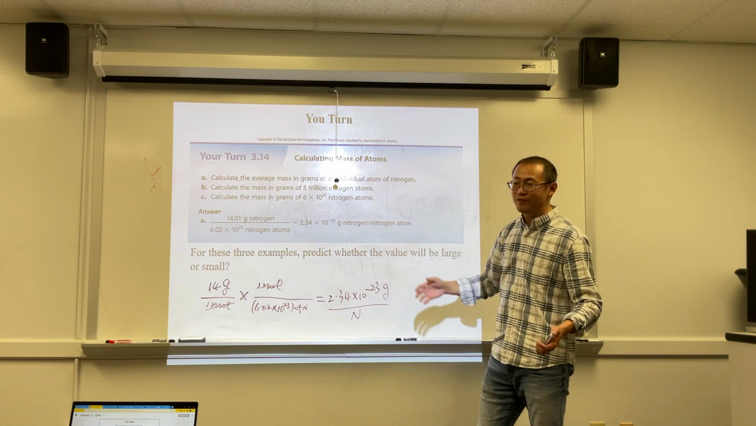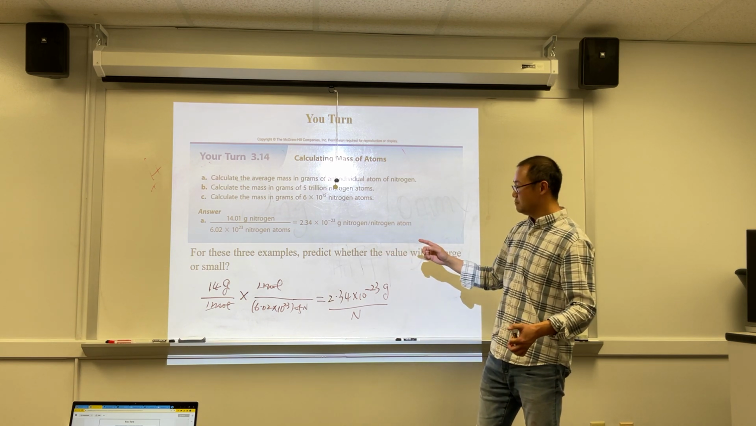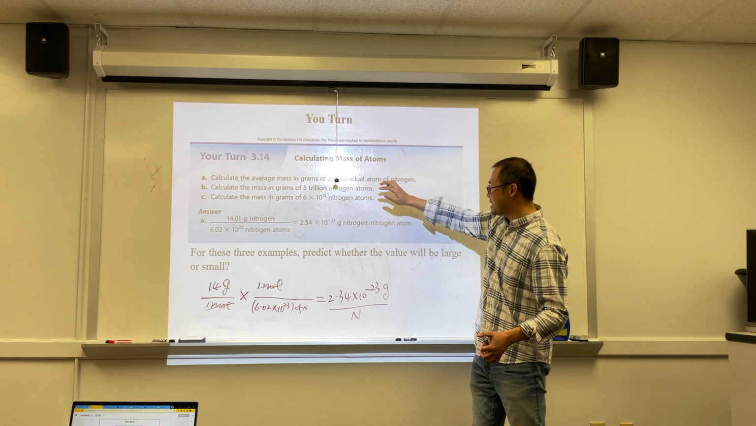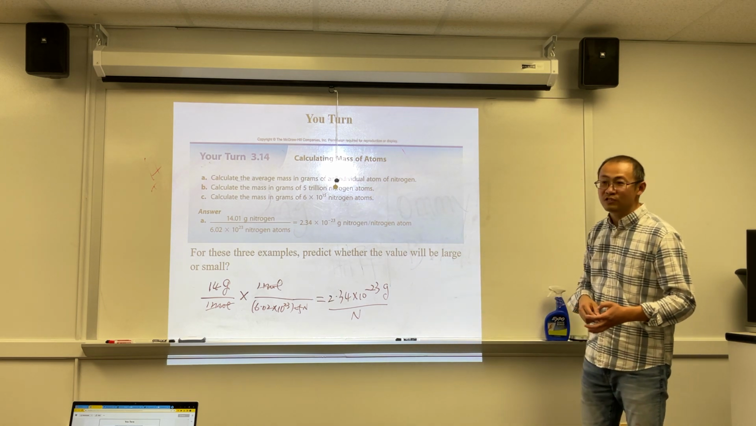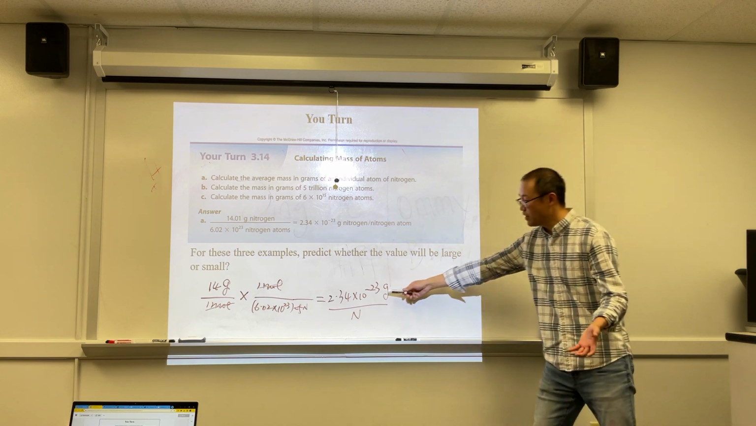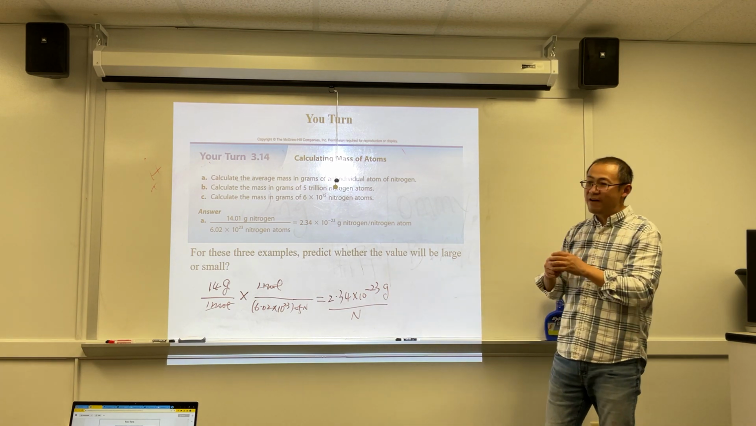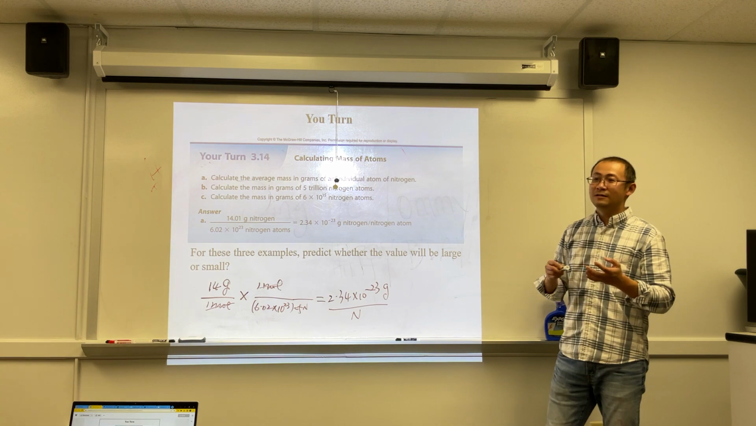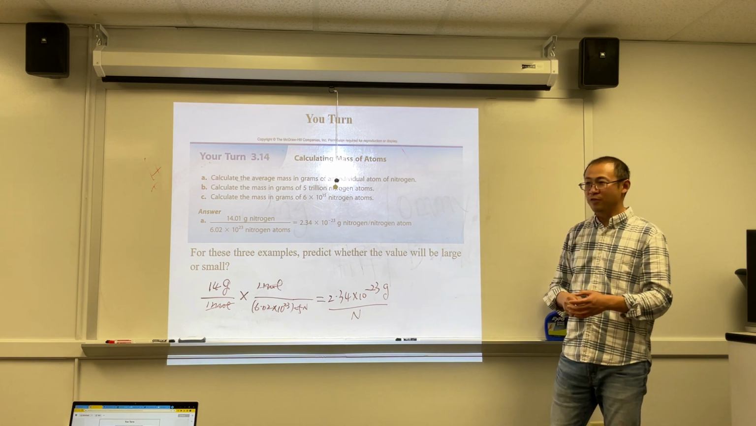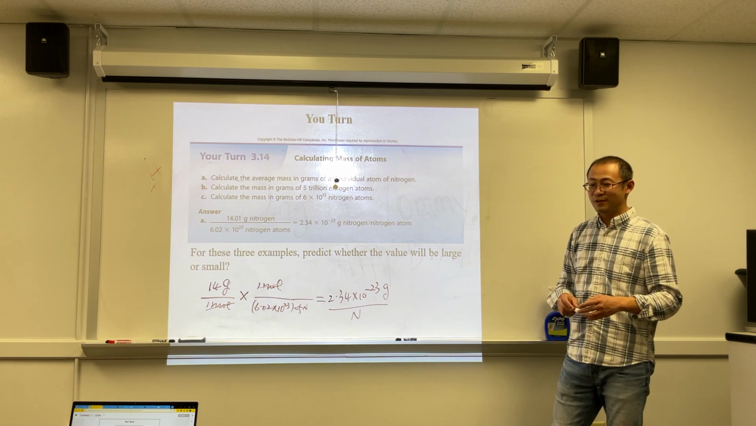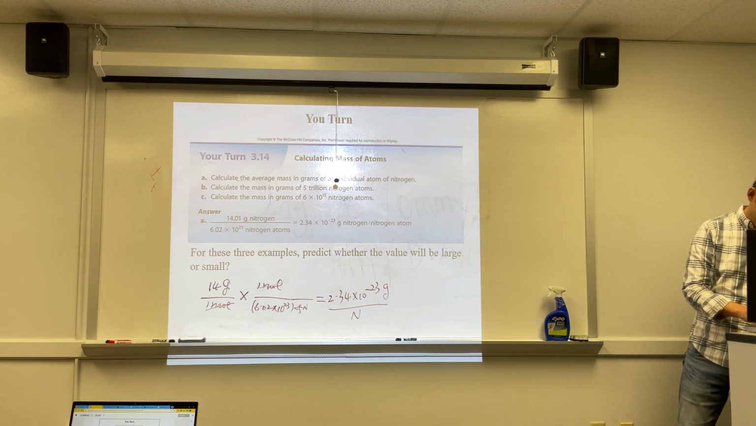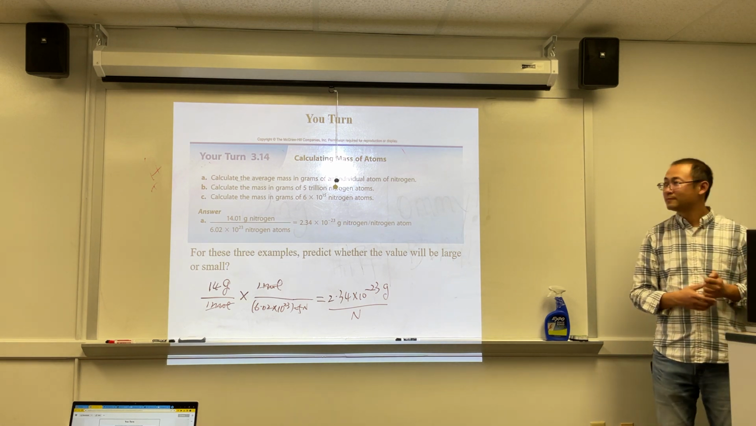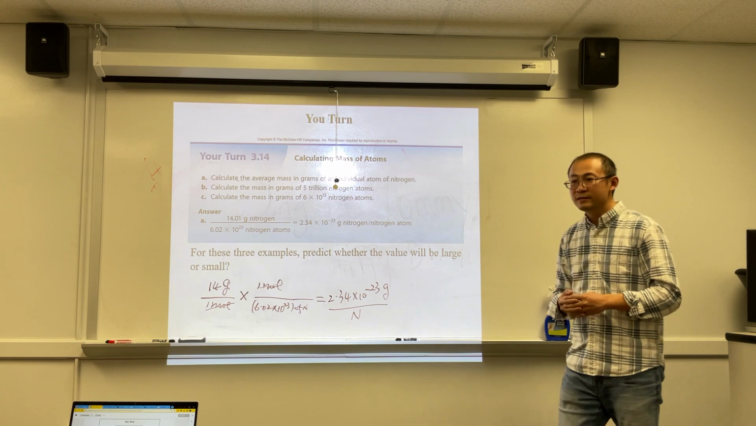A quick question for you though. For these examples, especially B and C, do you think the value will be large or small? We know this is a small number already. Will one be large and one small, or both large, or both small? What do you think? B would be pretty small still. Yeah, B is very small.